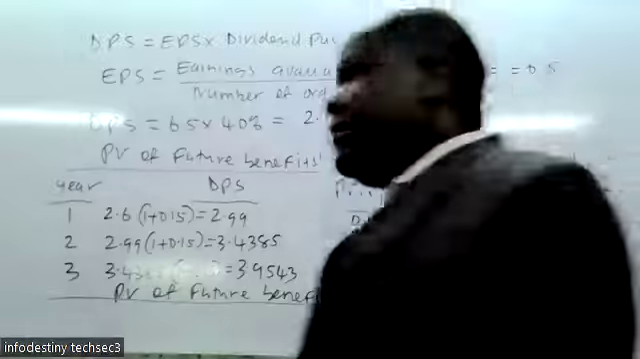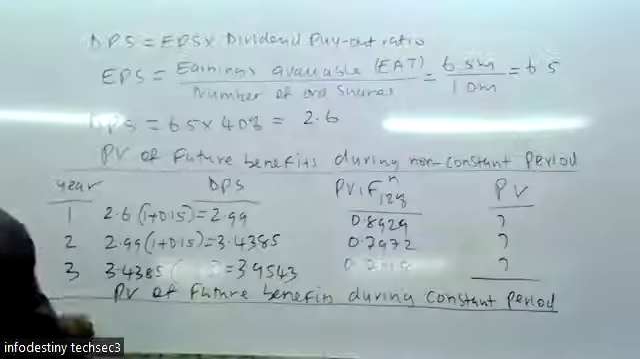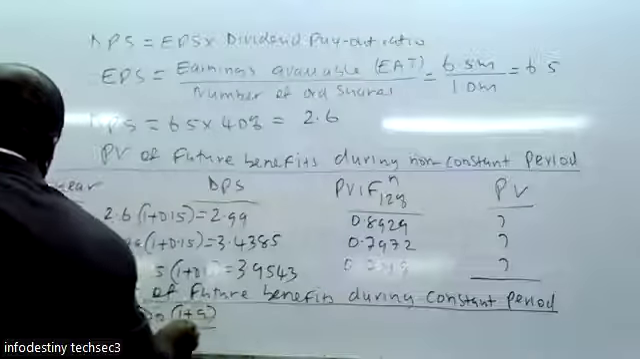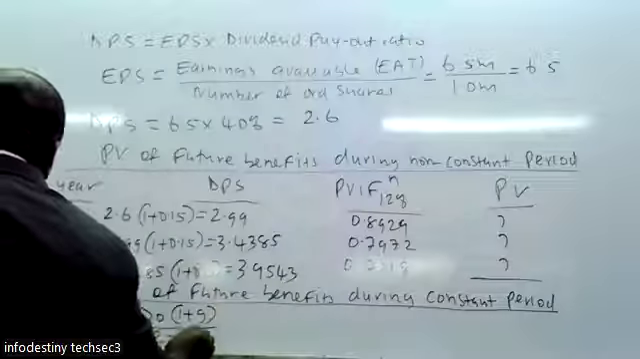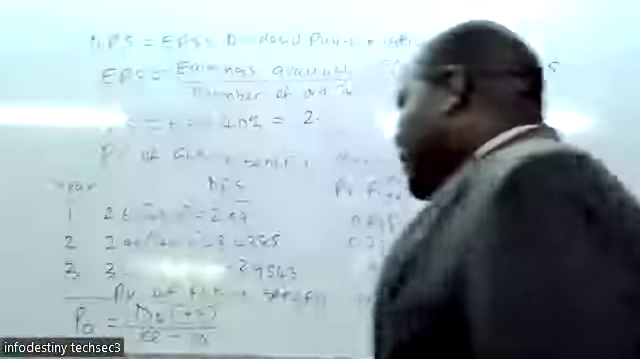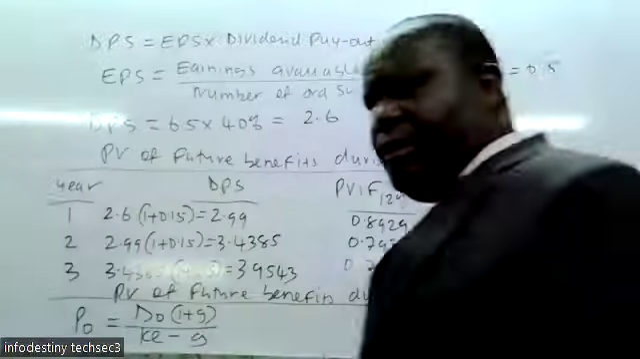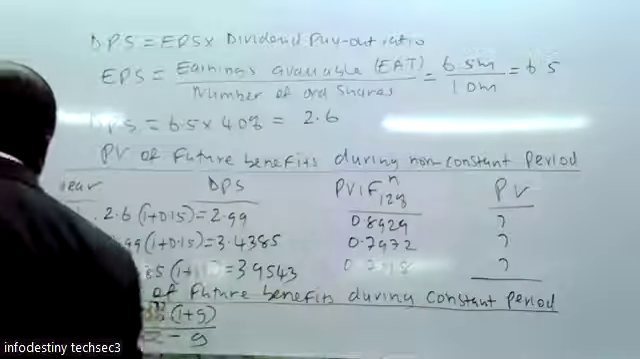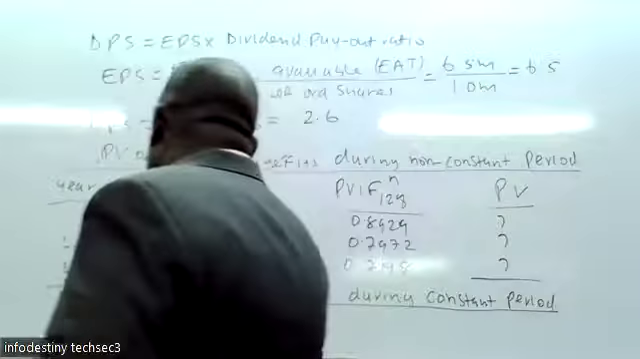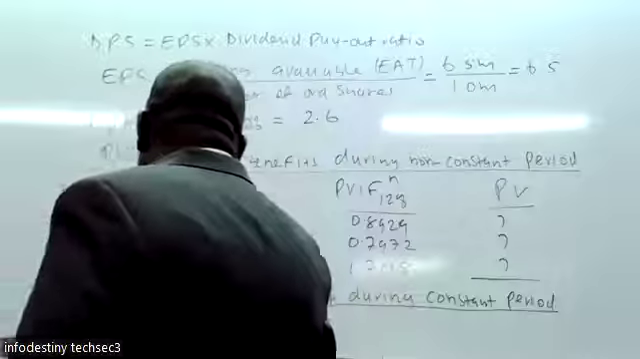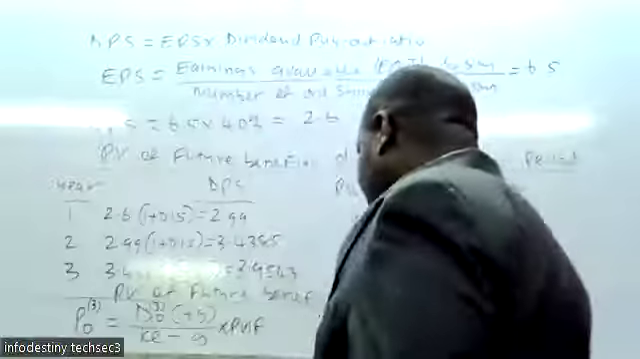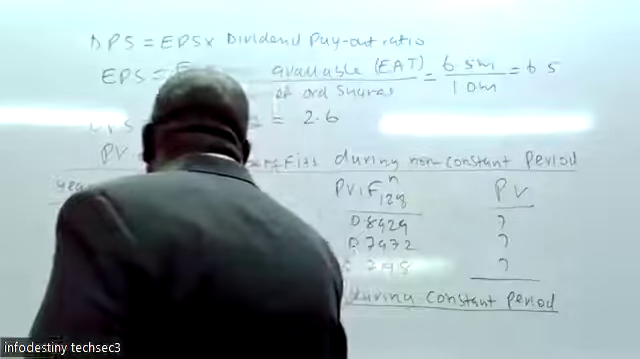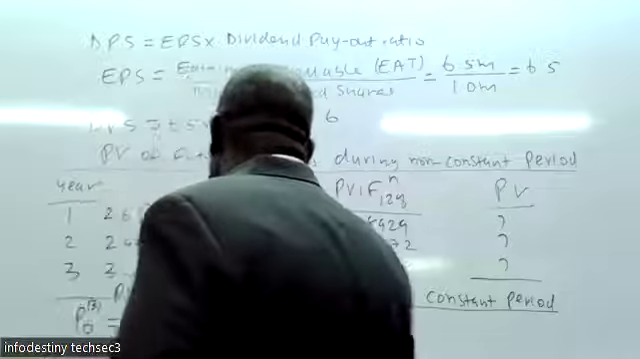So during the constant period, we say that P0 is supposed to be given by D0 times (1 plus g) divided by Ke minus g, like that. So our P0 is in year 3, so D0 is also year 3. So present value interest factor, because we need to convert it to the 12% also in year 3.